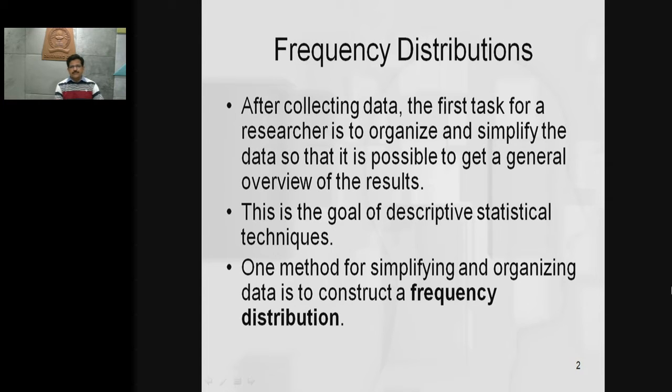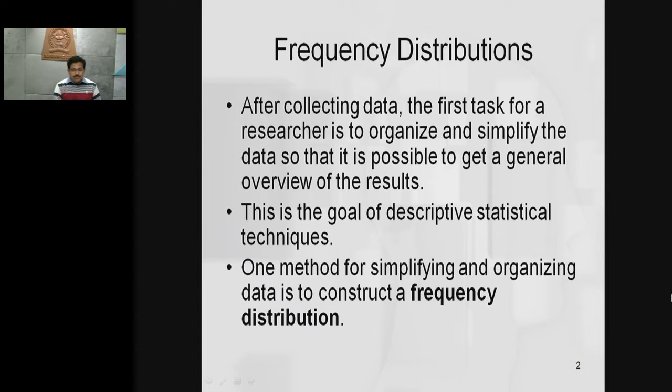So what is frequency distribution? For applying statistical methods, one has to have data. So you have to collect the data, and after collecting the data, the first task for a researcher is to organize and simplify the data. Why? Because to get a general overview of the results. This is the goal of descriptive statistical techniques.